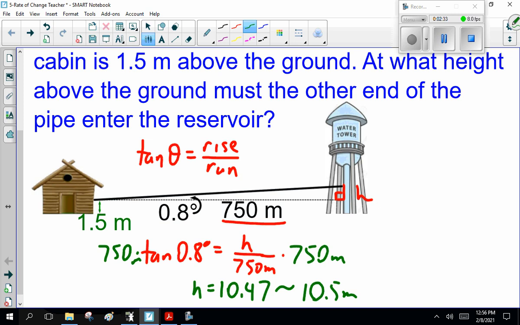Good. Now, what's the trick? The pipe is 1.5 meters up, so there's 1.5 meters here. So you have to add 1.5 meters for a total of 12 meters up. I know I'm sneaky, I don't like that, but tan is rise over run. That's what you need to remember. Okay?